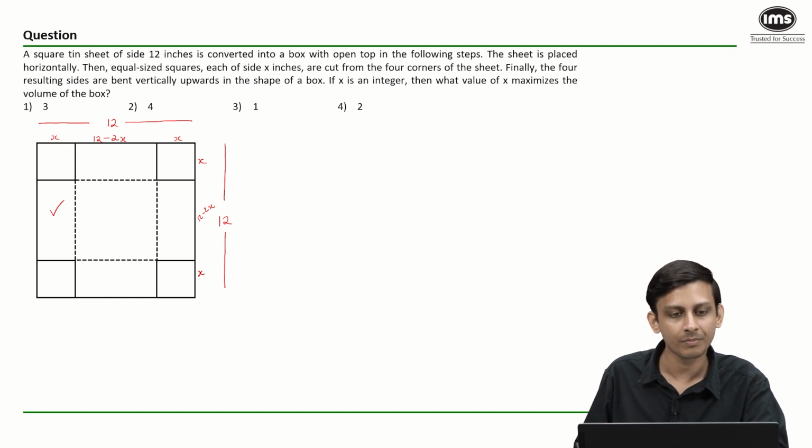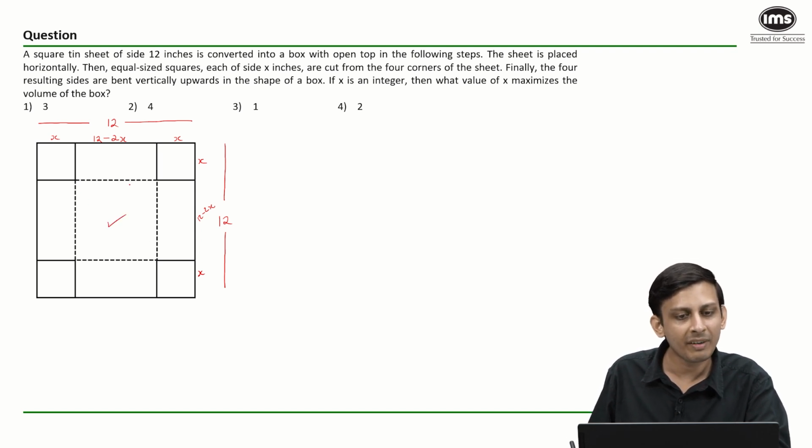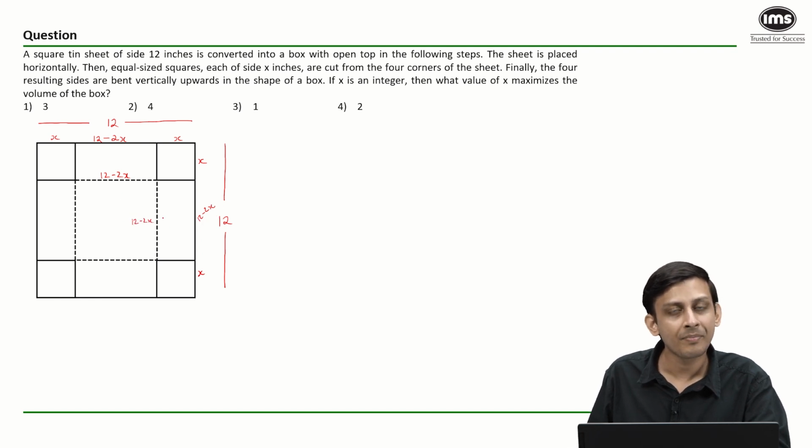So now, this base of the box is made up of the length and breadth of the box. So we can see that the length will be 12 minus 2x, and the breadth will also be 12 minus 2x. Okay, so we have length and breadth. Now we also need the height of the box for the volume.